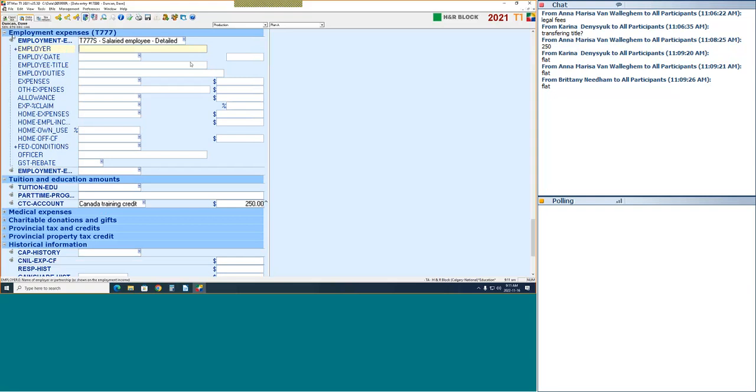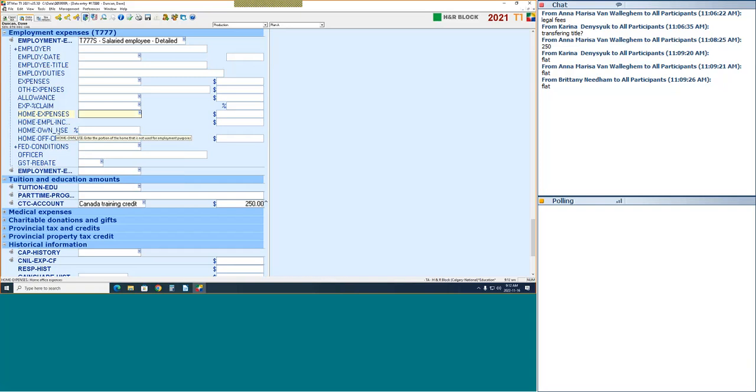But you'll notice if you're doing the detailed method, you have quite a bit more information that needs to be filled in. You're going to have the employer, the date that you were working for that employer. You're going to have the title, the duties. You need the expenses. You're entitled to supplies. And then if you have home expenses, you're going to have to enter heat, electricity, internet, whatever you have receipts for the whole year. And then it's going to be asking for how much of the home is being used personally. So not how much of the home is being used for business. This is one that people always get backwards, how much the home is being used personally.